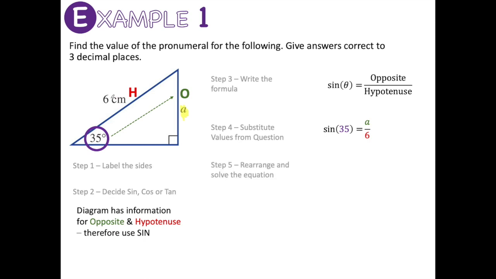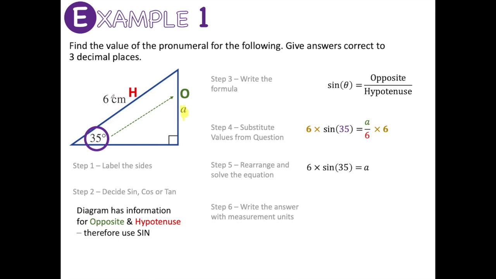So now that I've substituted in the values from the question, I can go ahead and complete step 5, which is to rearrange and solve the equation. So to get a by itself, at the moment it's a divided by 6. So I want to do the opposite of divide by 6, which is multiply by 6. So multiply both sides by 6. So that means 6 times sine 35 is equal to a.